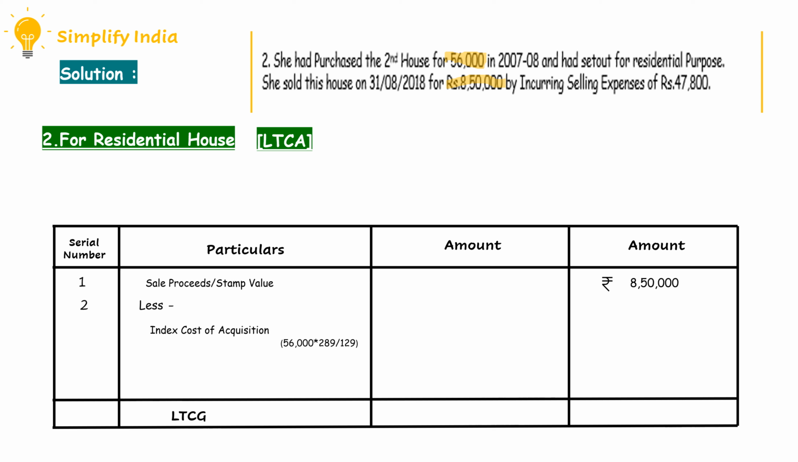Next, we have to take down the CII value in the year of sale. For the current year, we have to consider the CII value as 289 divided by CII value in the year of purchase. The asset has been purchased in the year 78. So the CII value for the year 78 is 129. When we calculate, that is rupees 56,000 into 289 divided by 129, we will get 1,25,458.